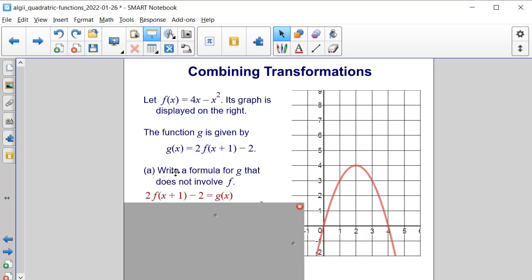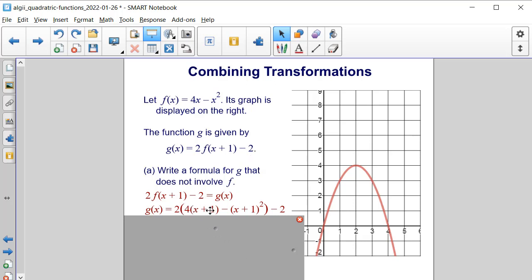We're going to start with part A. Write the formula or the equation for g that does not involve f. We know that g of x is equal to 2 times f of (x plus 1), minus 2. So wherever an x occurs here, we are going to put an x plus 1 in its place. We have a 2 outside of the whole thing being multiplied by 4 times (x plus 1) minus (x plus 1) quantity squared. That whole original function is being multiplied by 2, and then the subtraction of 2 that's at the very end occurs last.